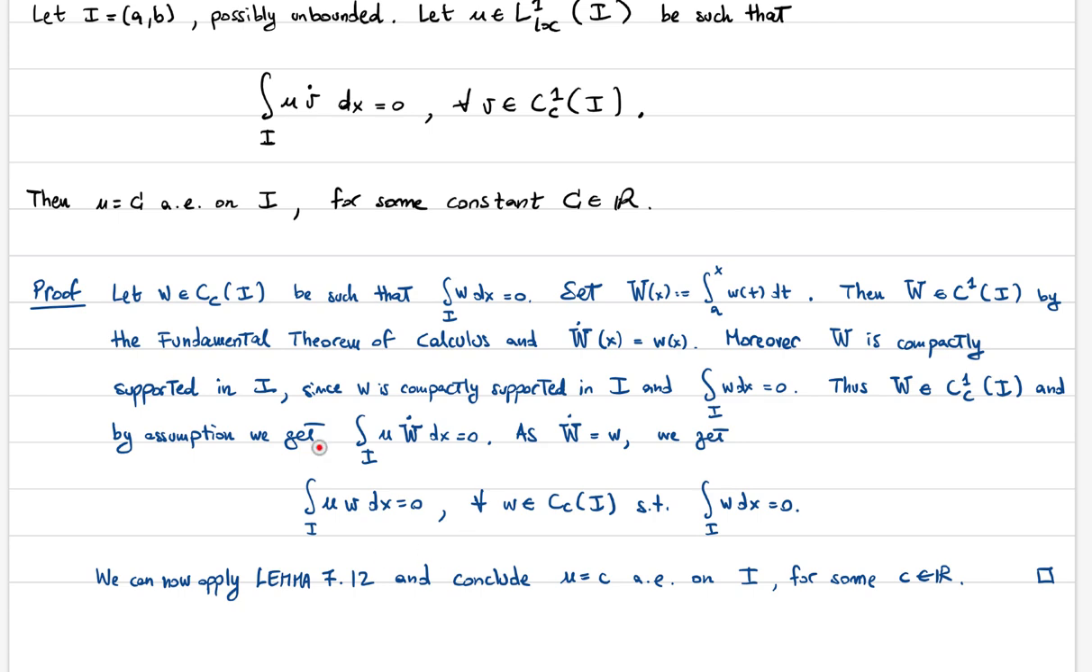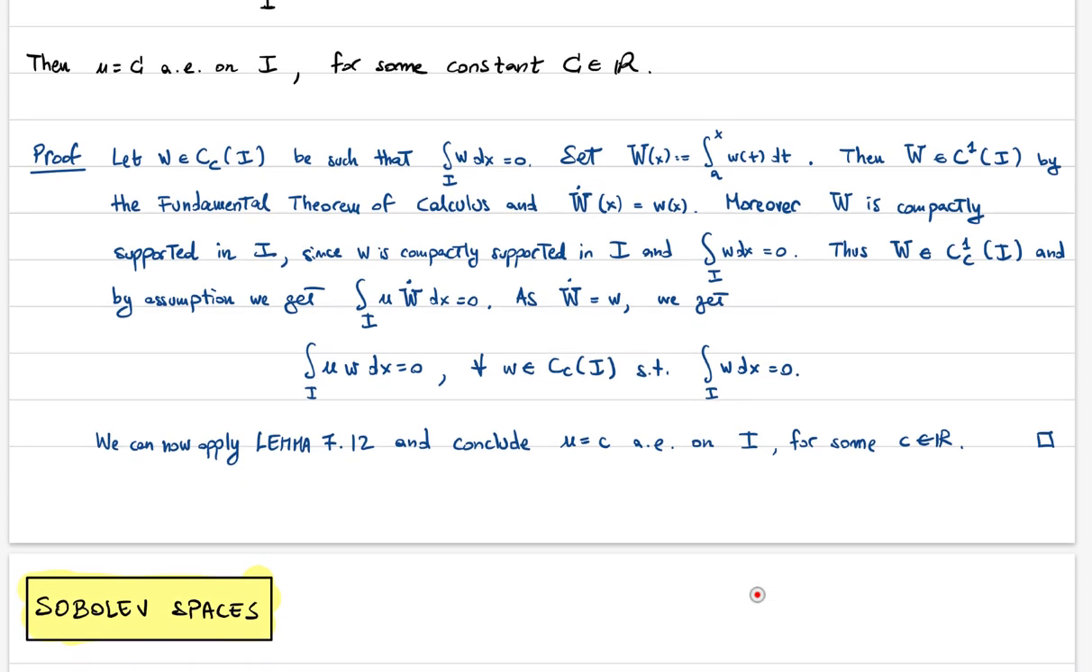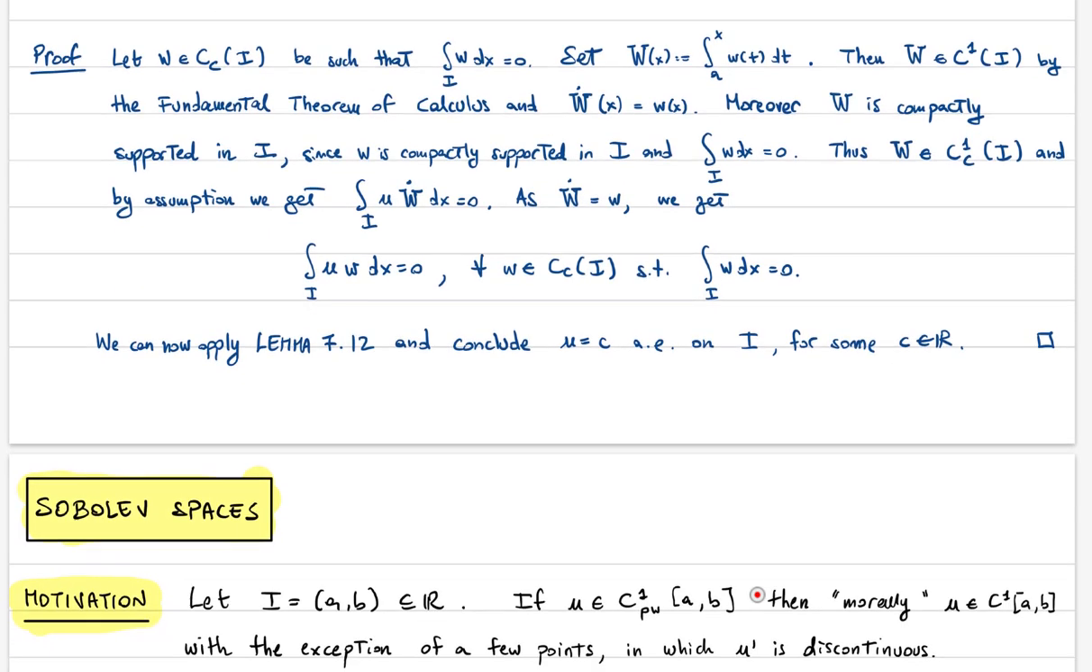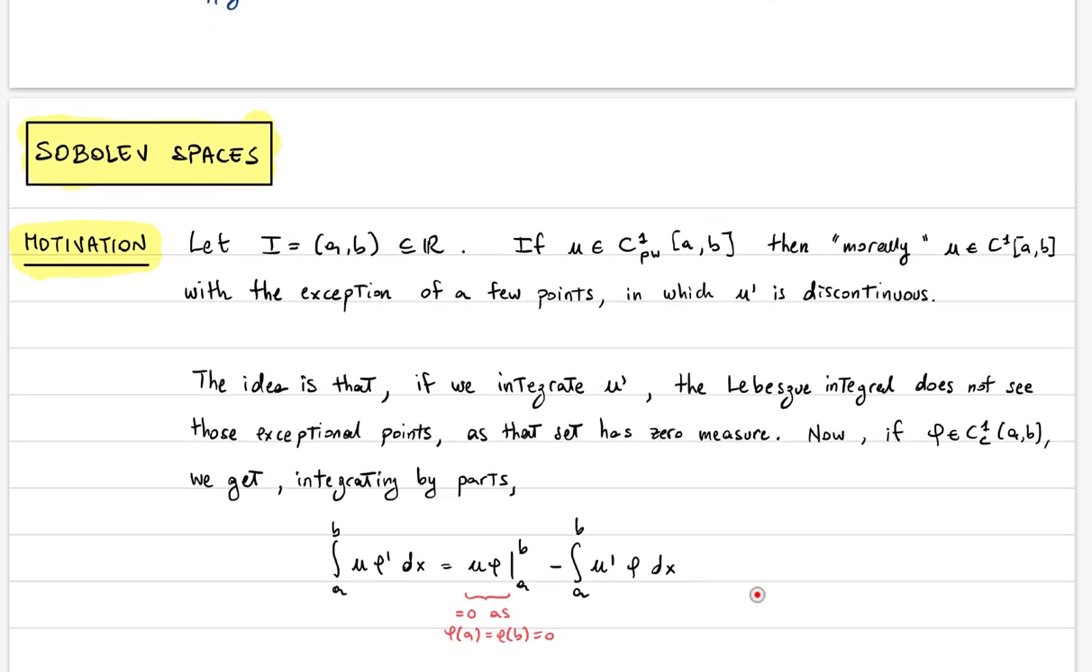But this is exactly the assumption of the Dubois-Reymond lemma we just proved, meaning that invoking the lemma, so lemma 7.12, we can conclude that u is constant almost everywhere on I, which is our thesis. Okay, so this concludes this part on the generalization of the fundamental lemma of calculus of variations and the Dubois-Reymond lemma, and we are now ready to move on to Sobolev spaces, finally.